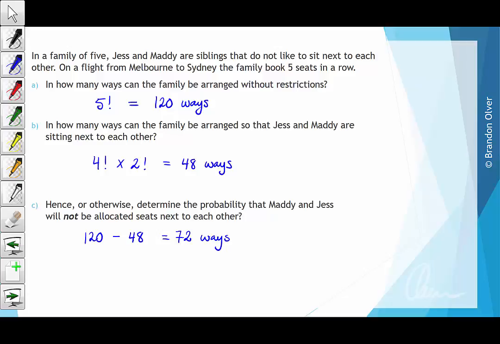So the probability that they aren't sitting next to each other is going to be equal to the number of ways that are allocated that they are not sitting next to each other over the total number of ways that the family can be seated without restrictions. And if we simplify this down, we find that that is equal to 3 over 5, which is the probability that Jess and Maddie are allocated seats that are not next to each other on the flight from Melbourne to Sydney.